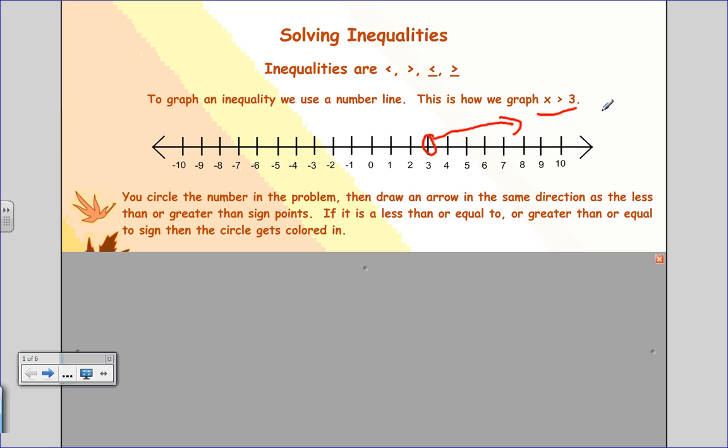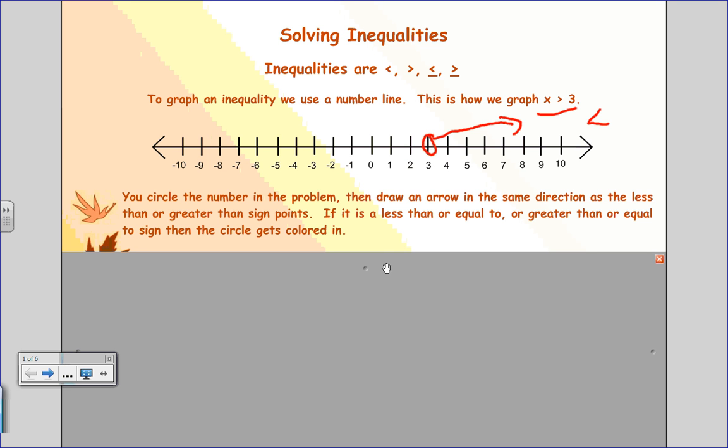If I had a less than sign, that points to the left. The numbers that are less than 3 are the numbers that are left of 3. So that arrow will point to the left. So the arrow that you draw is going to point the same direction as your less than or greater than sign. Okay? Nice little trick, little thing to help you remember how to do that. It makes it very easy.